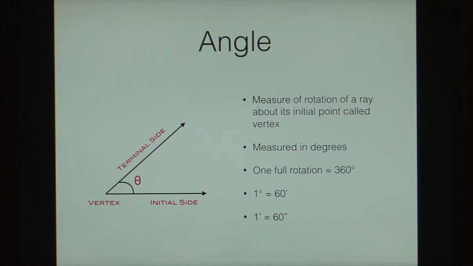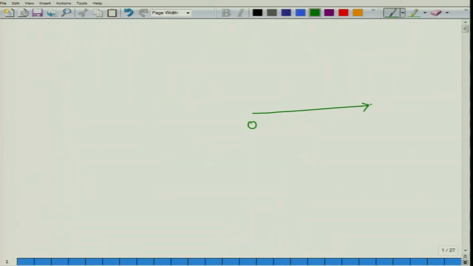So, essentially if we have a ray which has an origin O, and suppose we make it rotate about its origin. So, when it goes like this, this was the original position, this is the final position, this measure of the rotation is called the angle. It is represented by theta.